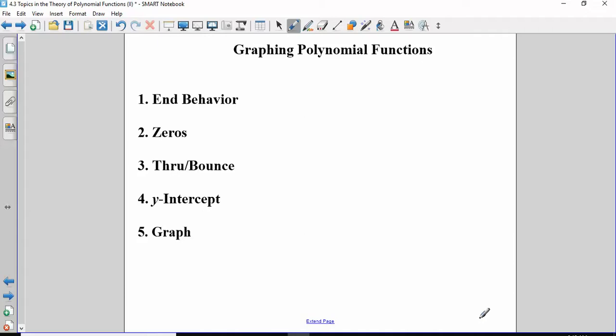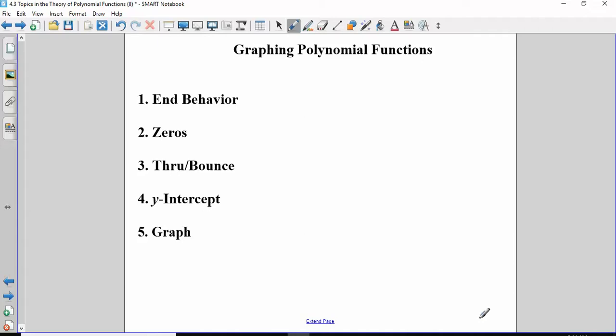Step 3, the through or bounce, we have touched on before. Remember, it's based off the multiplicity. If your multiplicity is even, what did we say happened on the graph? Right, even, it bounces, and if it's an odd multiplicity, it goes through. Okay, so we've talked about that.